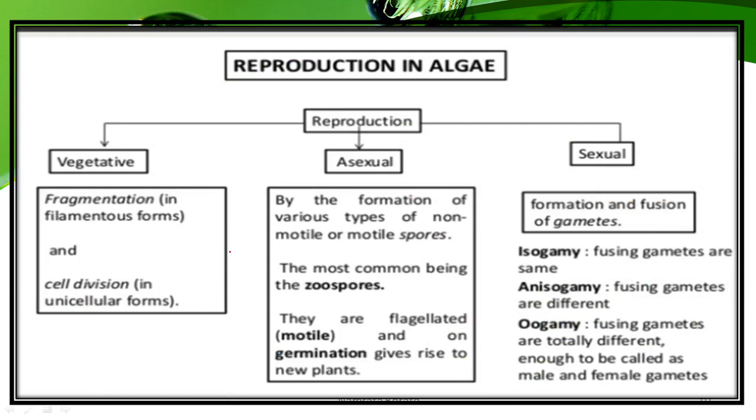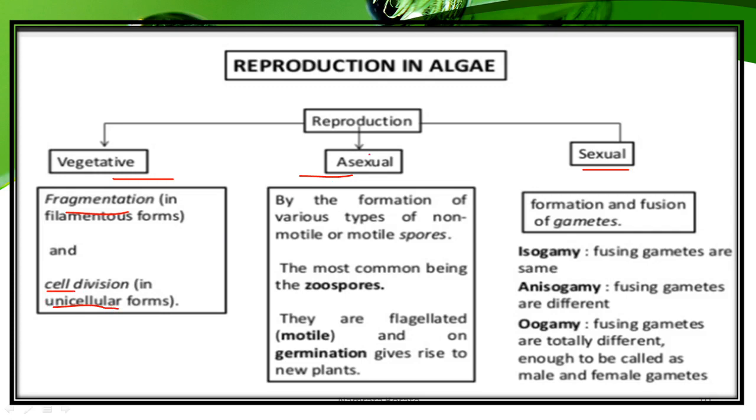As we see the reproduction in the thallophytes, that is in the algae, it's three-way. First one is vegetative, second one is asexual, and the third one is the sexual method. Vegetative reproduction occurs by means of fragmentation in the filamentous form, or by means of cell division in the case of the unicellular form, meaning there is the presence of only a single cell.